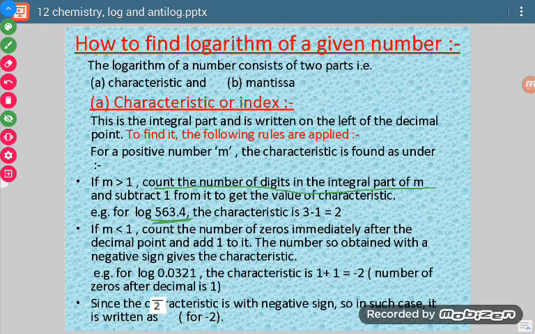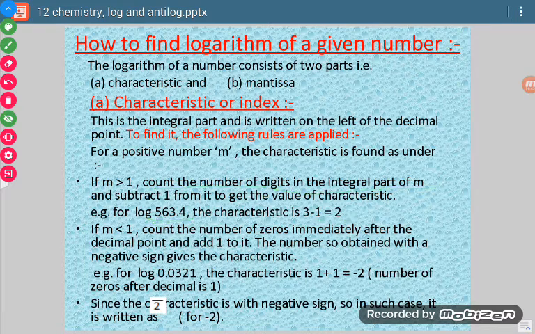563. So value doesn't matter, it may be 999 also. Value doesn't matter. How many digits are there? There are 3 digits. So as many digits are there, we have to subtract 1 from total number. So total number is 3, we have to subtract 1, then we will get 2. So in this case our value of characteristic becomes 2.